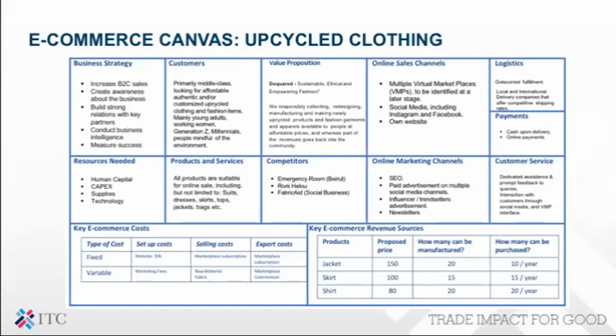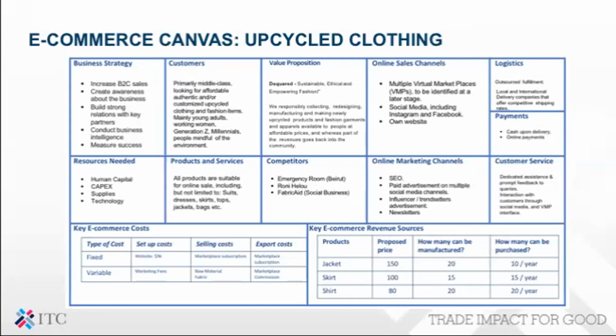And they also wanted to use newsletters for the marketing. They understand that they have three main competitors in Lebanon here: Emergency Room in Beirut, Rone Hello, and Fabric Aid, so a social business. Their product is refurbished clothing. So most of the catalog that they have, or actually all of it, turned out to be sellable on e-commerce platforms. So they had refurbished suits, vests, jackets, and so on and so forth.